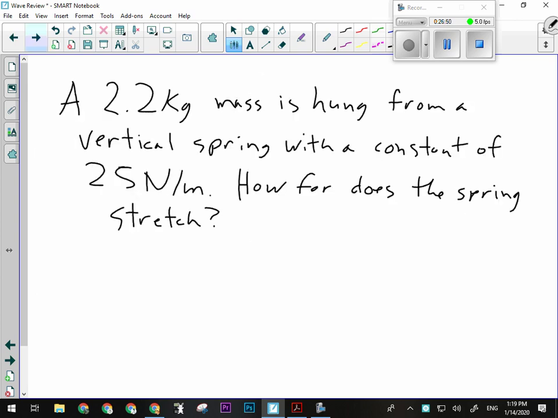Okay, for the Hooke's law question, I have a 2.2 kilogram mass hung from a vertical spring. What force is pulling on the spring? Gravity. Since the object's not moving, what's the net force? Zero. So that means the force of gravity is equal to the spring force in this question, because the object's not accelerating.